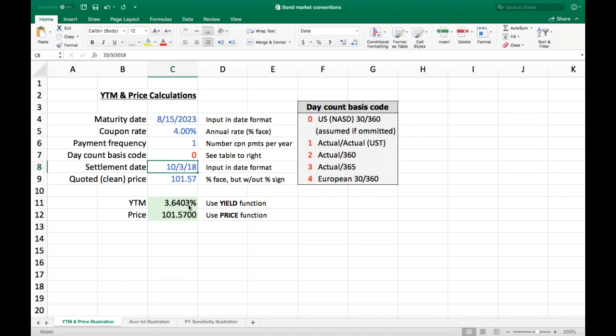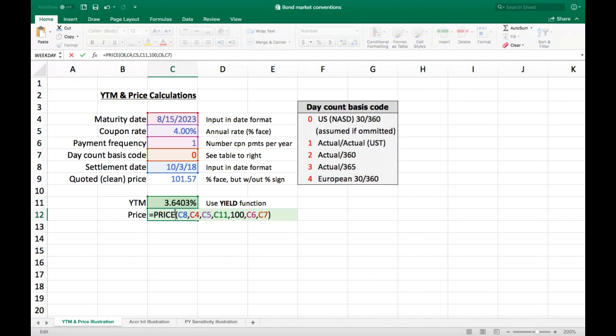And now let's look at price. So price is essentially doing the same thing. It's using exactly the same dates, settlement and maturity, and rate, and we'll put as an input here the yield that we calculated before, and see if we get back the same price. Redemption is 100. Frequency is the same, 1 in this case, and then basis is 0.